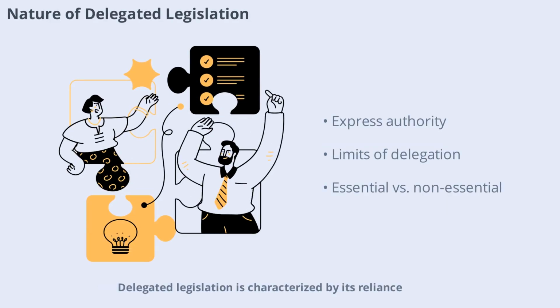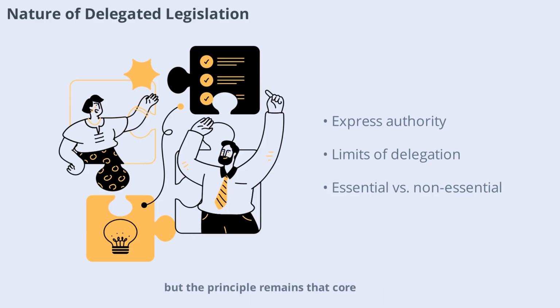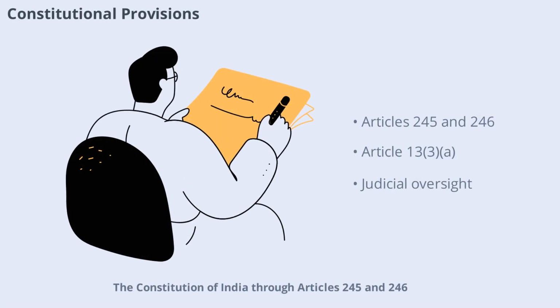Delegated legislation is characterized by its reliance on express authority granted by the legislature. While it enhances administrative efficiency, it must operate within defined limits. The legislature cannot abdicate its essential lawmaking functions, such as setting policy, but can delegate non-essential details. The line between essential and non-essential functions is often debated, but the principle remains that core legislative responsibilities must stay with the legislature. The Constitution of India, through Articles 245 and 246, assigns legislative powers to Parliament and state legislatures.